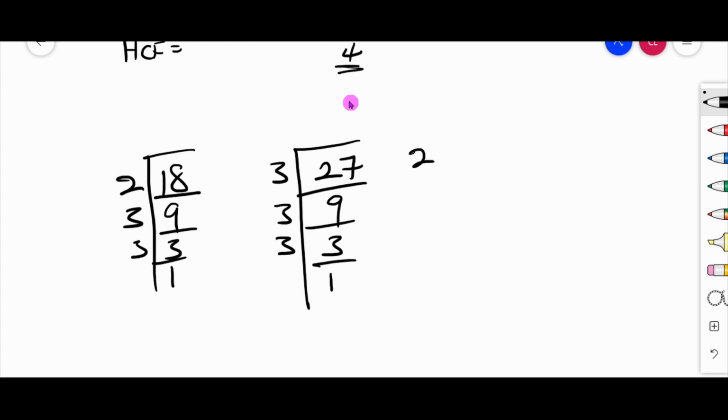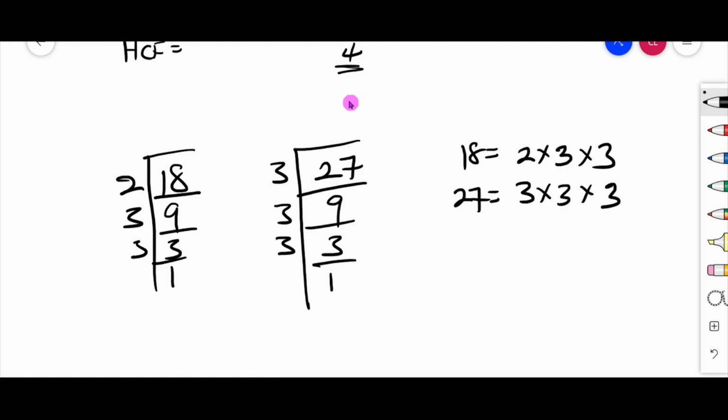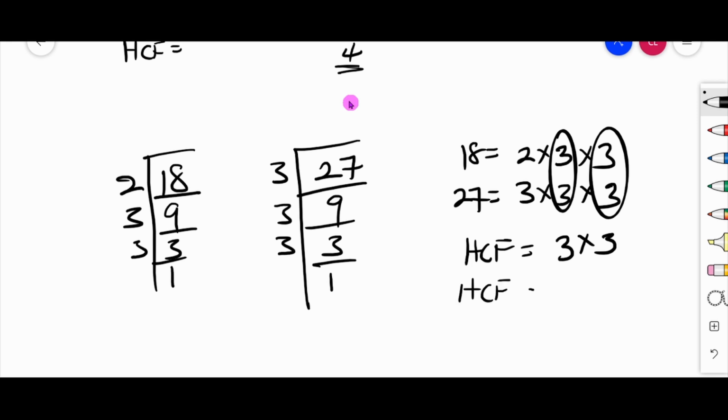So the prime factors of 18, let's start with 18 and not 27, would be 2 times 3 times 3, and 27 would be 3 times 3 times 3. Let's look for what is common. These are not common. These are common and these are common, so this would be 3 times 3. So the highest common factor is going to be equal to 9. So 9 is the highest common factor.